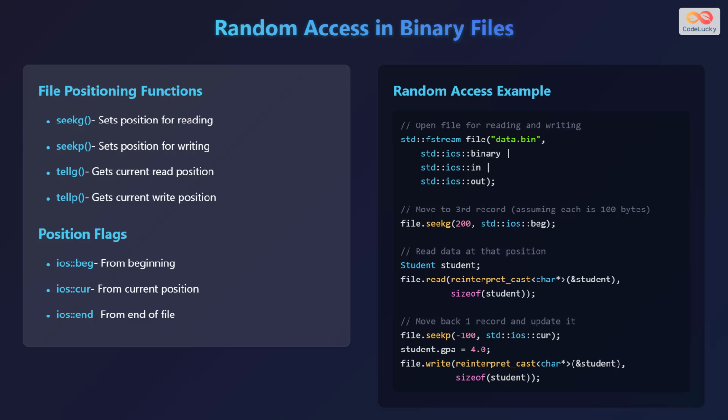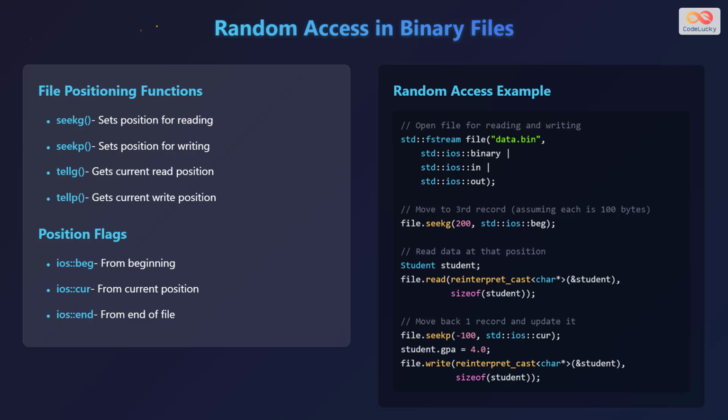Random access in binary files allows you to move to specific locations within a file to read or write data, which is particularly useful for updating records in place. There are 4 file positioning functions that are essential to random access.